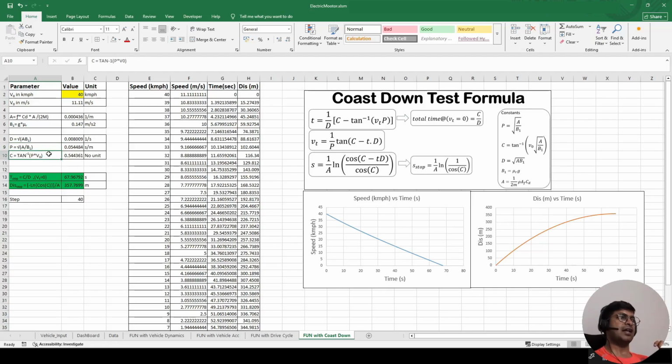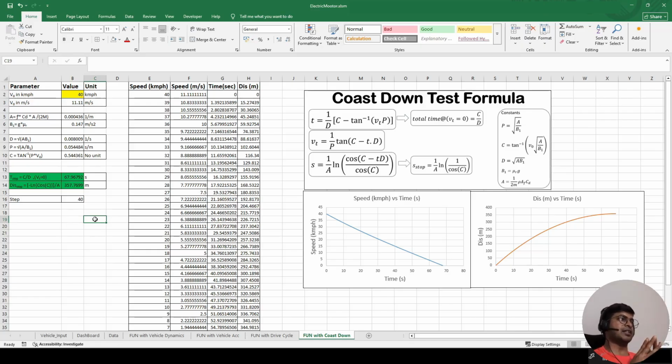And next I am calculating the constant C, which is equal to tan inverse of V0 into root over A by B1, or I can replace root over A by B1 with P, and that's what I have done here. So finally we are done with the calculation of all the constants. Then we can find time to stop using this formula, C by D, and distance to stop using this formula, 1 by A into ln 1 by cos C, and if we use this formula we will get this value.